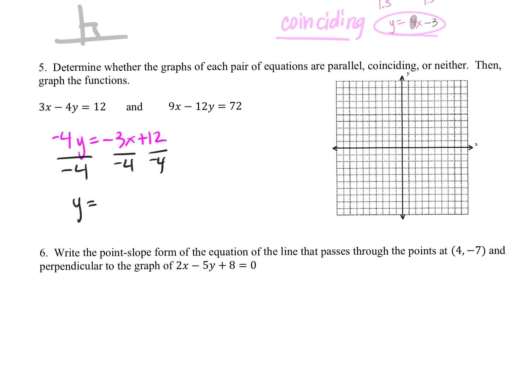Negative 3 over negative 4. Positive. Very good. Negative over negative is a positive. 12 over negative 4. You got it, Bondi. Thanks. 3/4 x minus 3. How about this guy? What do we want to do first? Add 12y or subtract 9x?